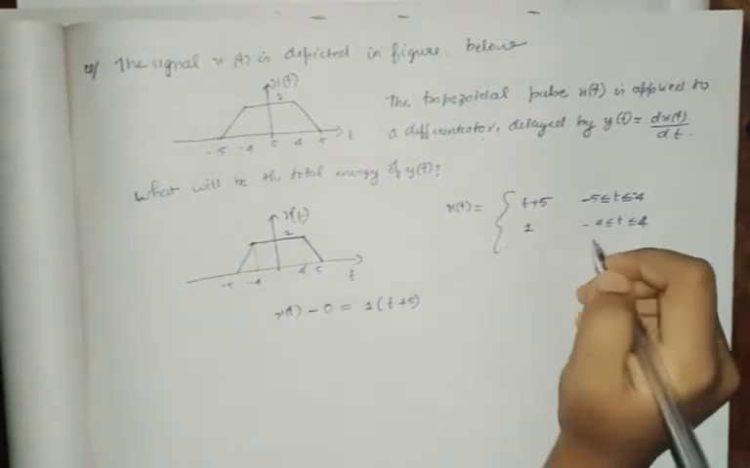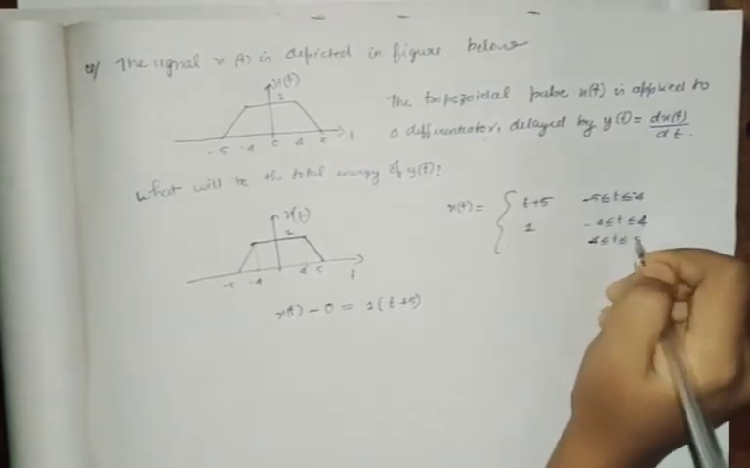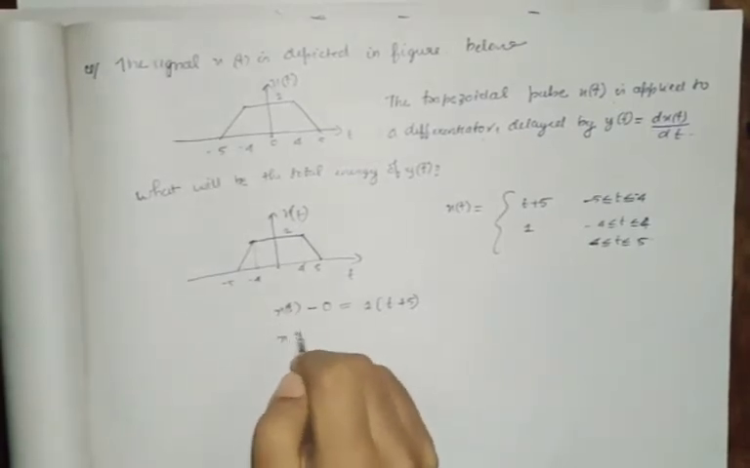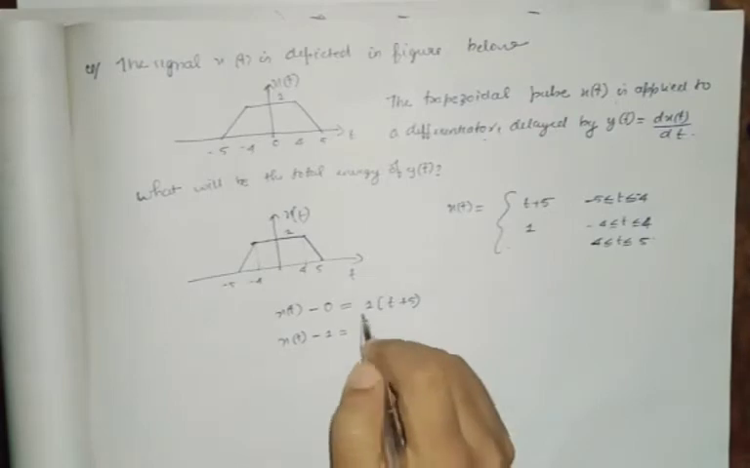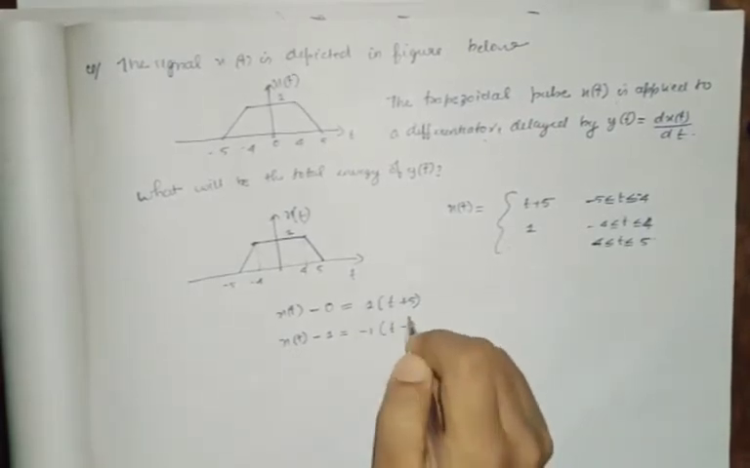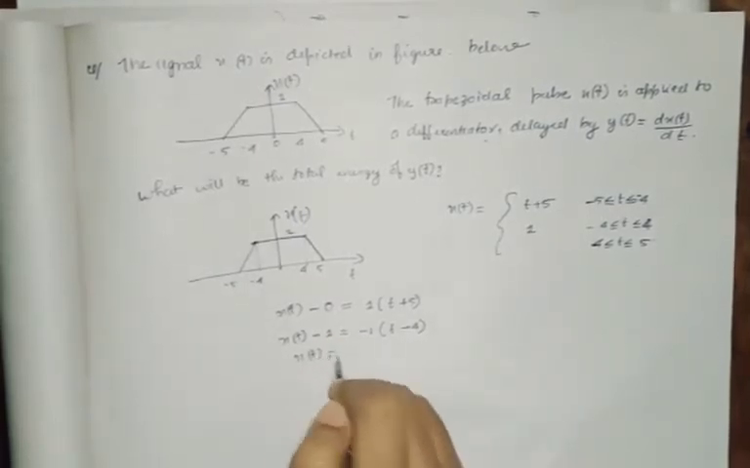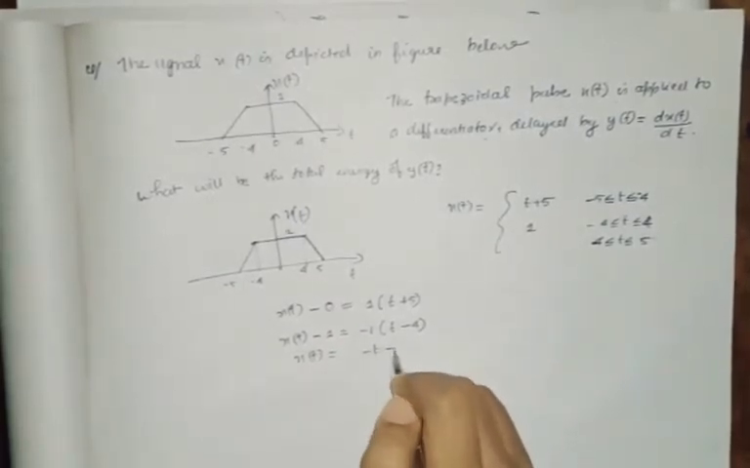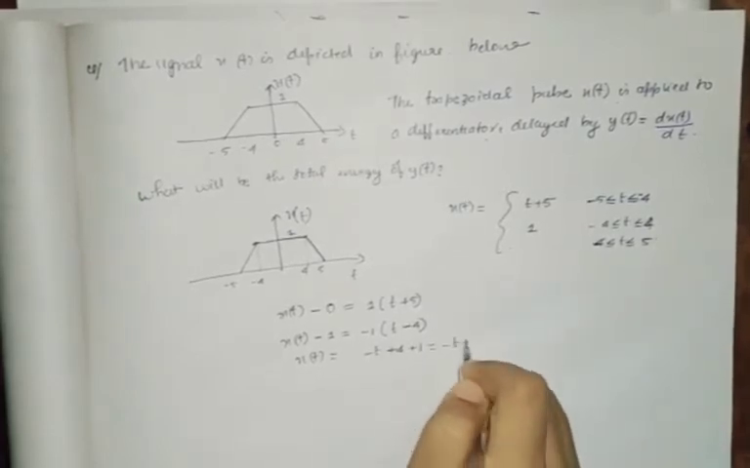Okay. And from 4 to 5, what will be y minus y1. y1 here is 1, equal to m, negative slope, minus 1 into x minus x1, that is 4. That is equal to x of t equal to minus t plus 4 plus 1, that is minus t plus 5.